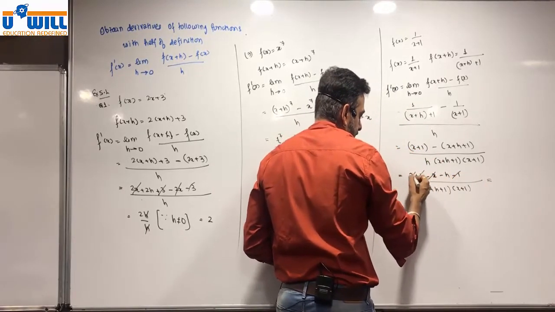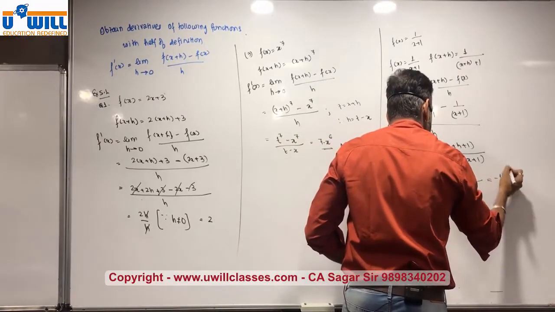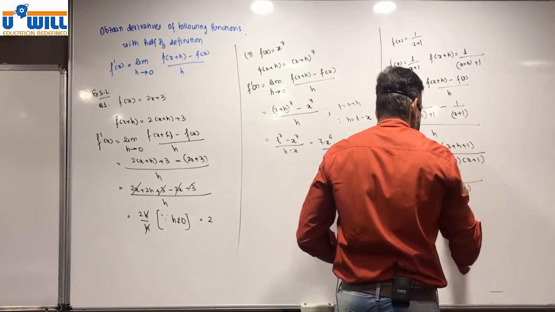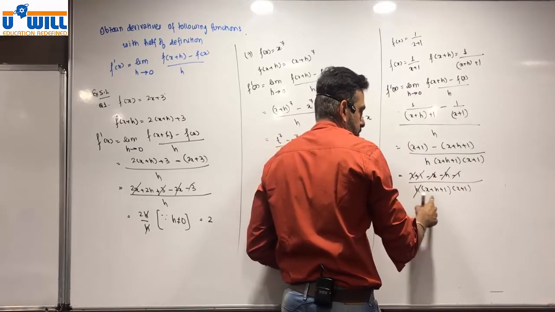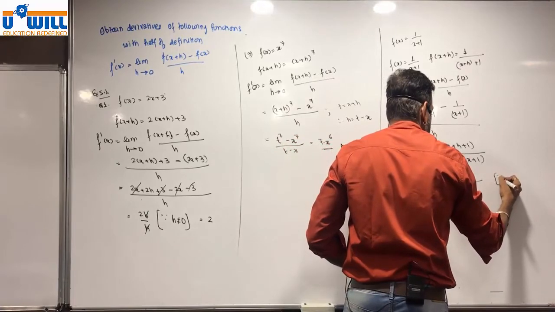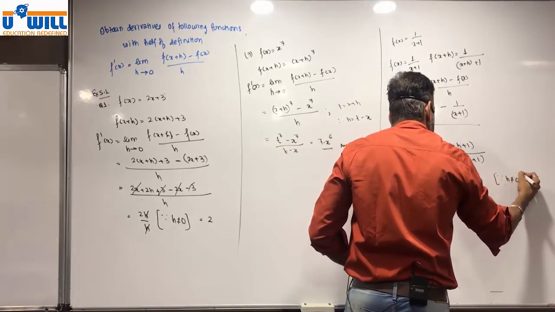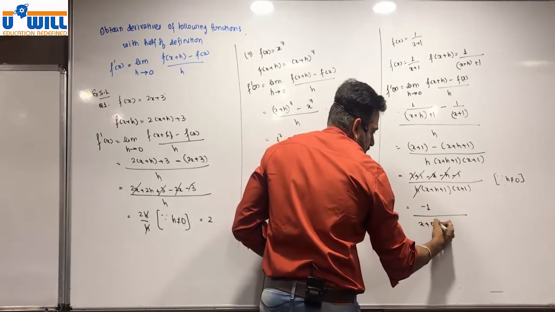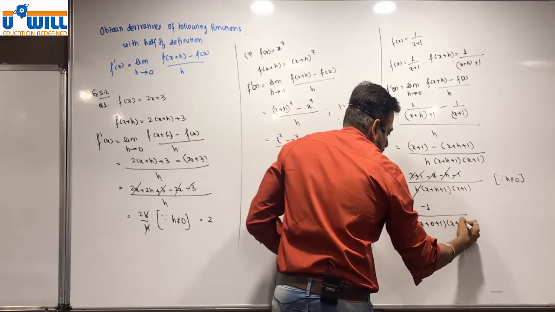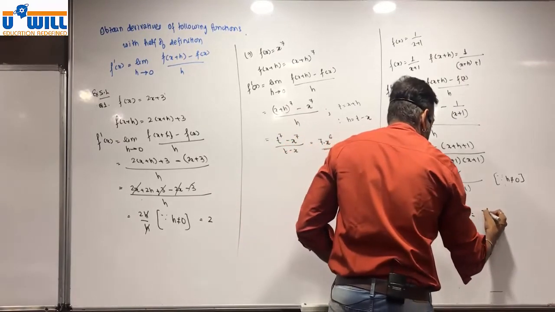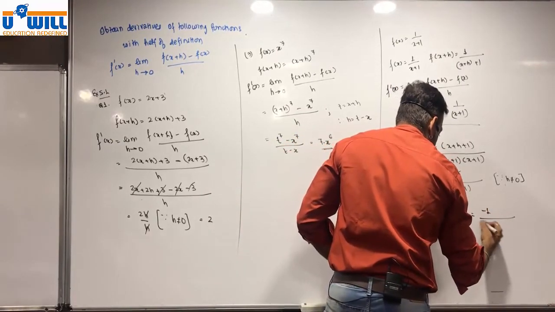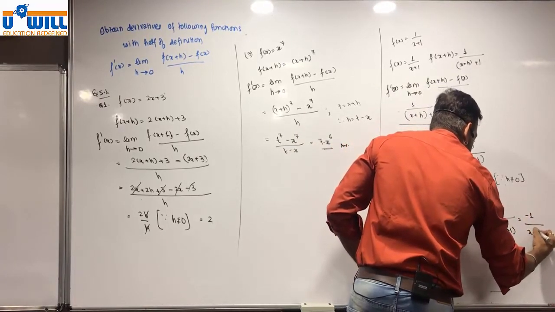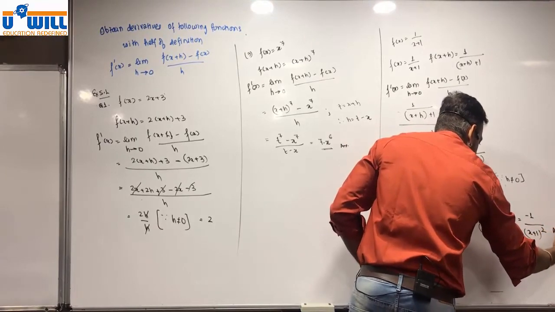1 cancel, x cancel, minus h upon h cancel, minus h upon h cancel because h is not equal to 0. So minus 1 upon (x plus 0 plus 1)(x plus 1), which is equal to minus 1 upon (x plus 1) into (x plus 1), which is equal to minus 1 upon (x plus 1) the whole square. Answer.